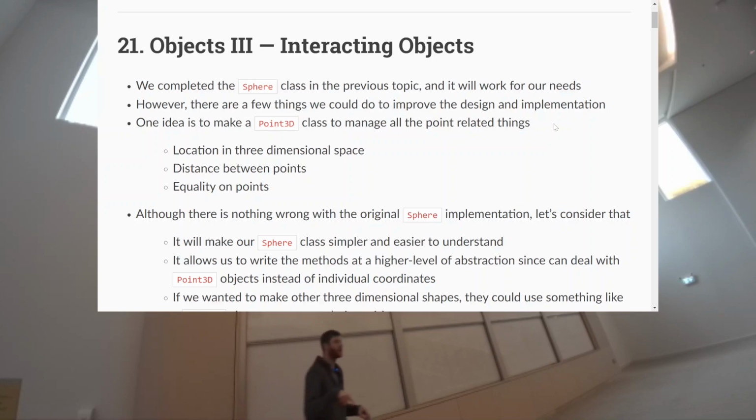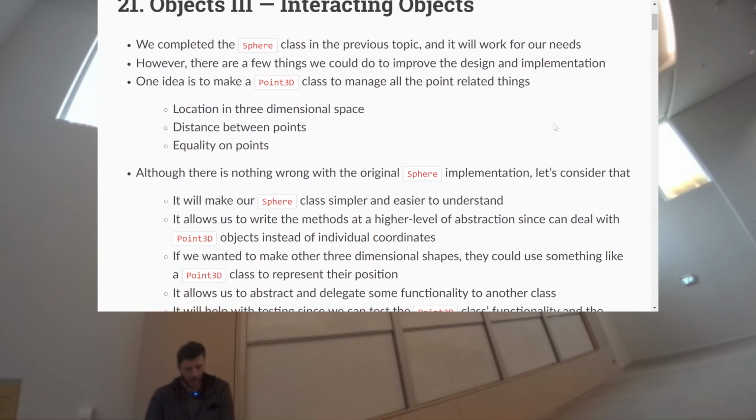A lot of this functionality that I'm about to write already exists in our sphere class, but the point is I want to extract it out of our sphere class and put it over here. And then our sphere class can make use of the point 3D class. I feel like this is best learned with the example that we're about to see. Any questions on the idea, though, before we jump into this?